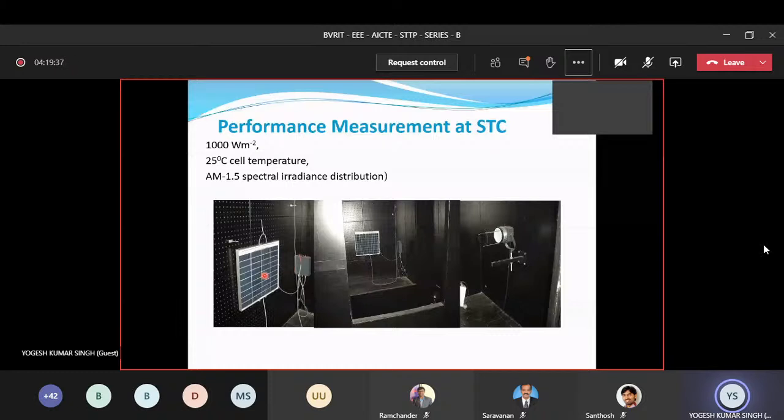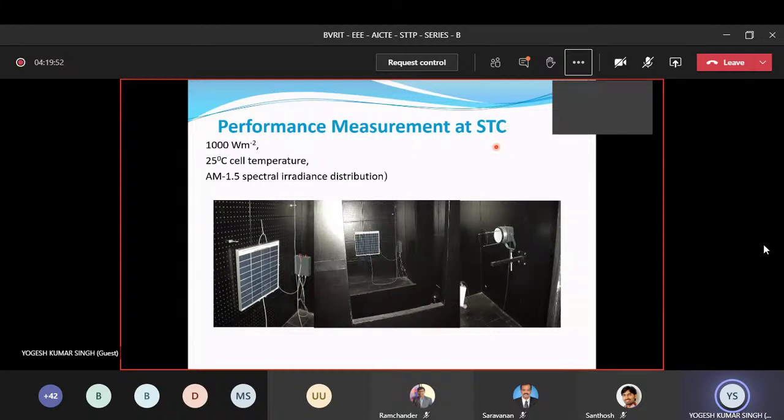This is the layer where we put the module, and with the help of the halogen lamp lighting, we take the IV characteristic of the module. The other condition in the STC is called the NOCT.